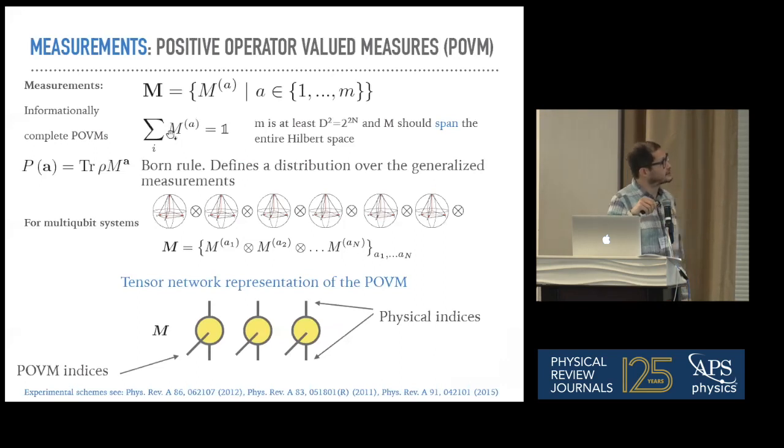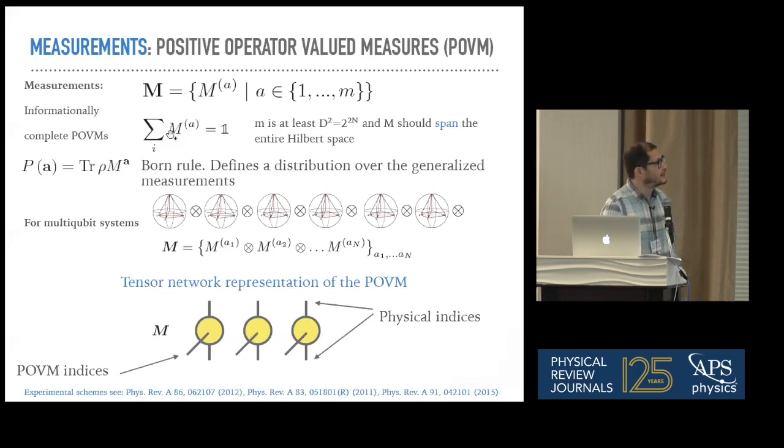And this is for a single qubit, and then for multi-qubit systems, we do tensor products of single qubit measurements. This is because when you log onto your favorite quantum computer, these are the measurements that you will be able to use. Just single qubit informationally complete measurements, if you define them this way.